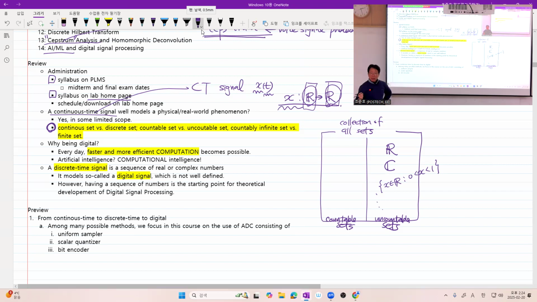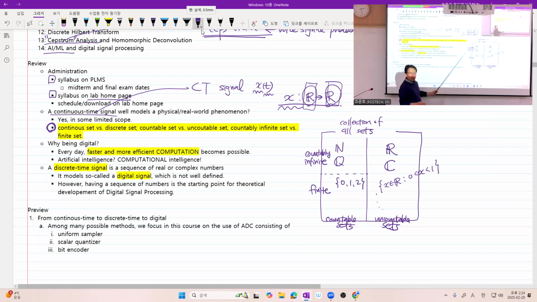And what is a representative countable set? The set of natural numbers and the set of rational numbers, right? And these kind of things. And countable sets are also divided into two. One is countably infinite and finite sets. For example, this is a finite set. Got it?